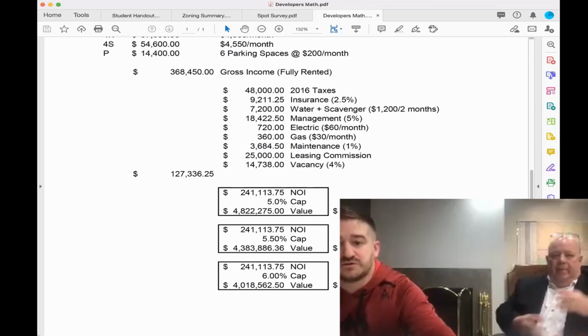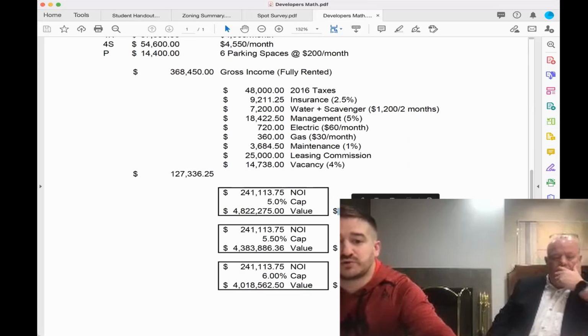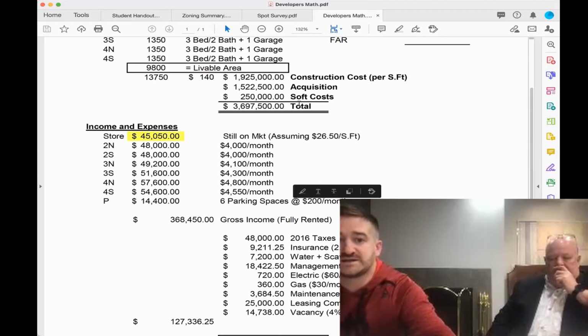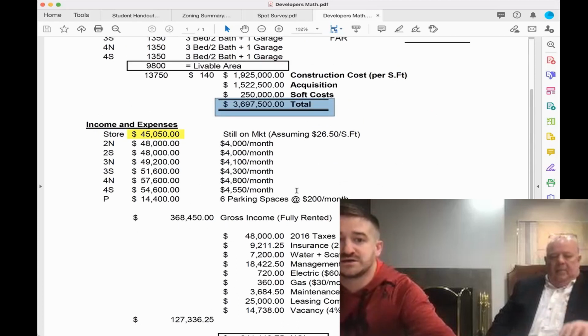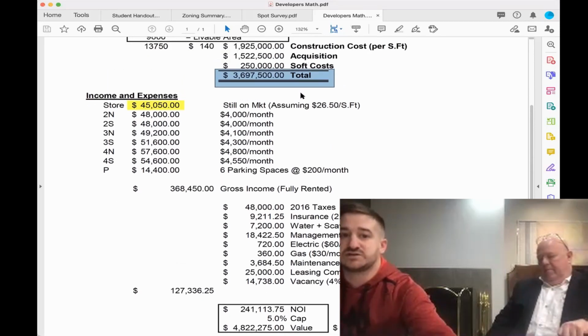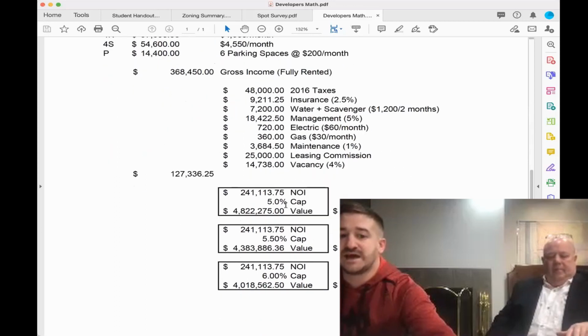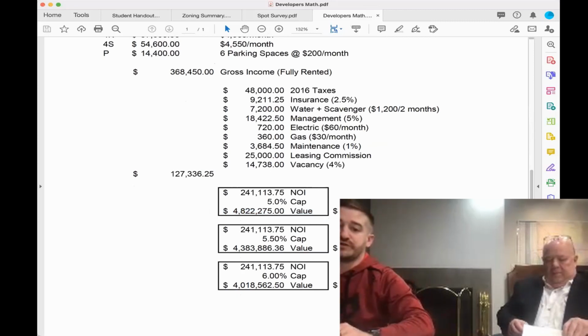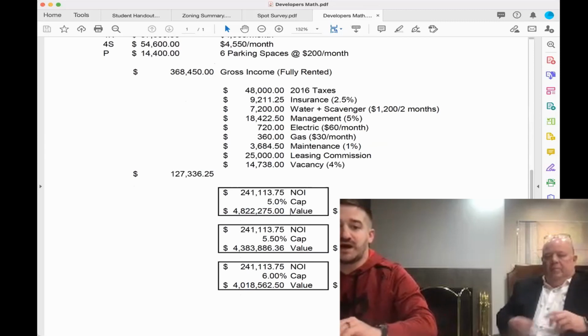So let me back up. Do you guys understand how I got to this $1.1 million profit? I took the $4.8 million sale price, and I subtracted the total acquisition cost of 3.6, which is the land cost, the building cost, and the soft cost. Yep, construction, acquisition, soft costs. I subtract that from the sale price, and that then gets me this 1.1 or 30.42% profit.